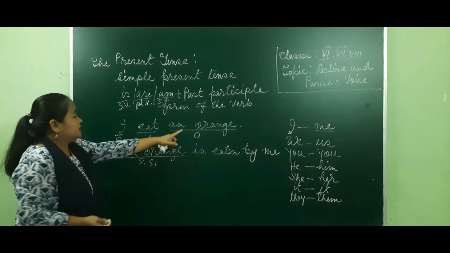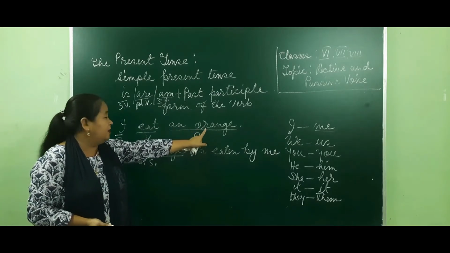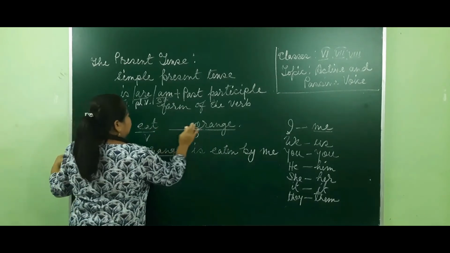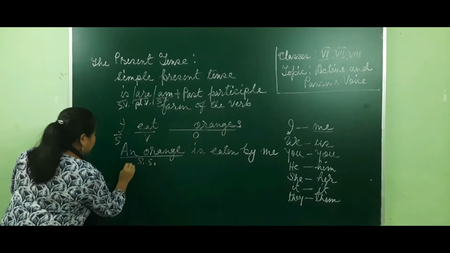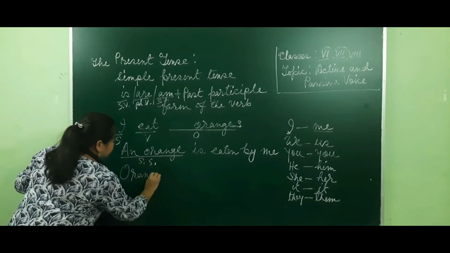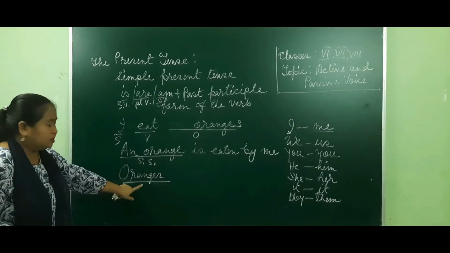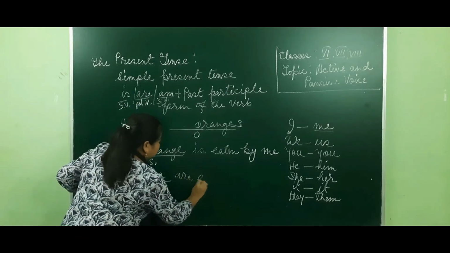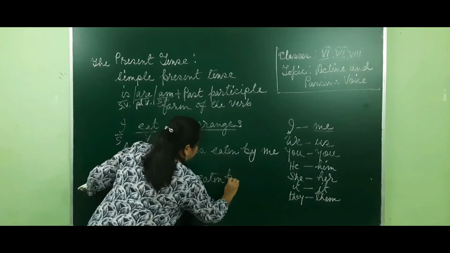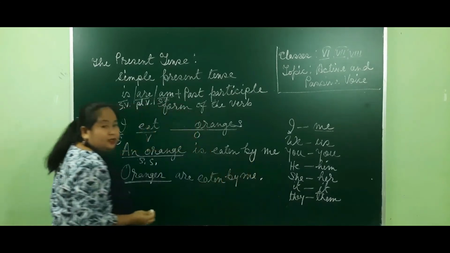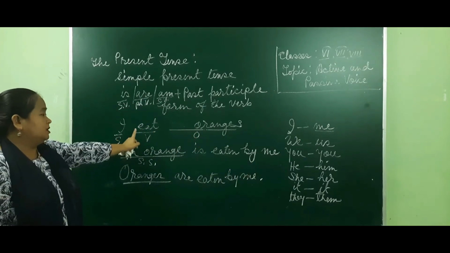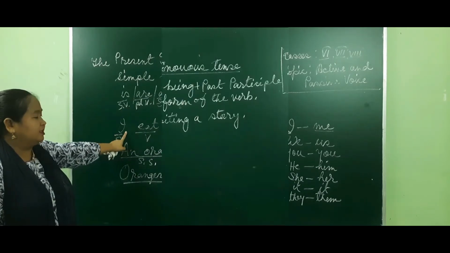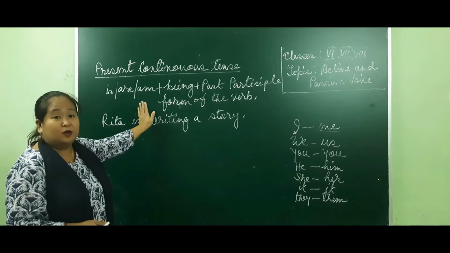If it is plural here, like I ate oranges, then oranges is a plural subject, so you will choose the plural verb. Oranges are eaten by me. So this is how we change according to the tenses. This is simple present tense. The next is present continuous tense.